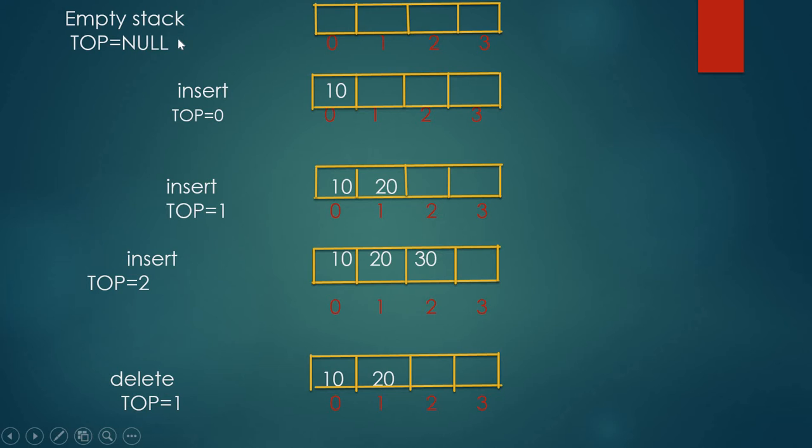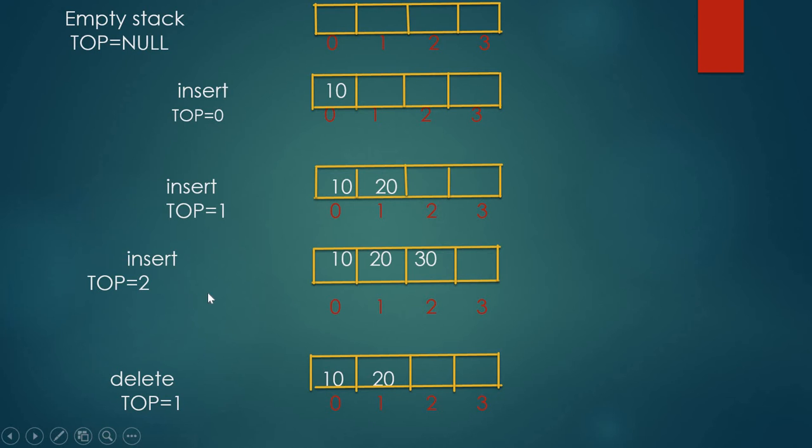top will be null. Then suppose you need to insert one element, 10. For that you increment the top, so top is equal to 0, and in that position you insert 10. Next, suppose you need to insert one more element, 20. For that, top needs to be incremented by 1. First top was 0, then top is incremented by 1. Now the top position is equal to 1, and in that position we insert 20.